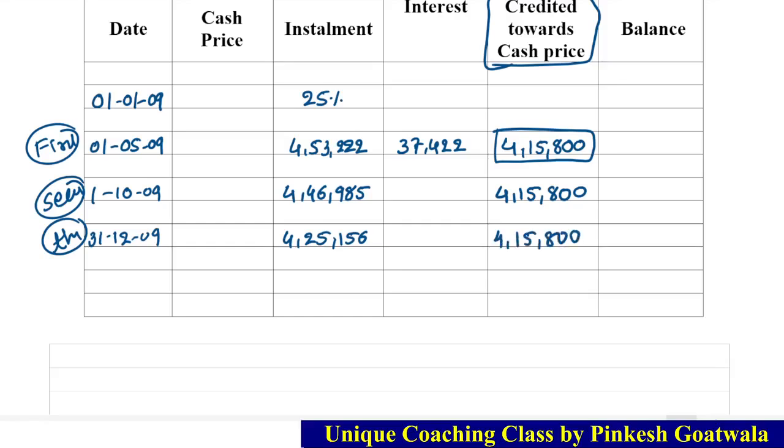Here also 4,15,800. Here we can't find out the interest because there is no clue about the interest, but here they give one point. The payment was done equal in 3 installments. The payment in the 3 installments is equal, right? So we have got the first installment's payment from the question itself. So the remaining 2 will be the same. Clear this? Now with this we can easily complete this sum.